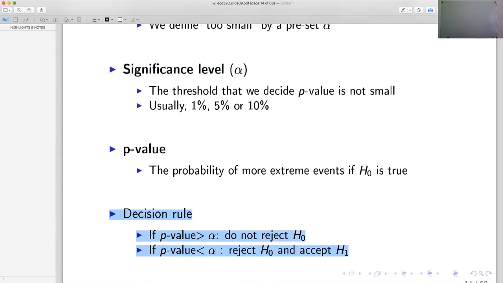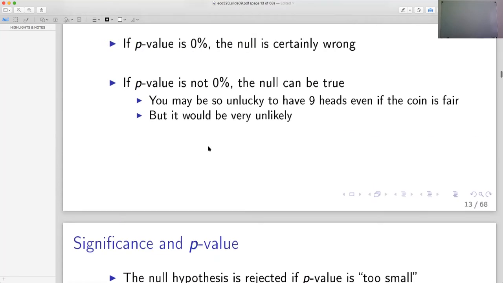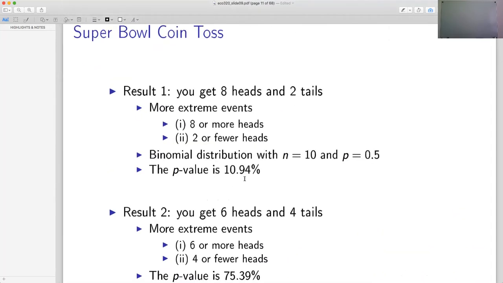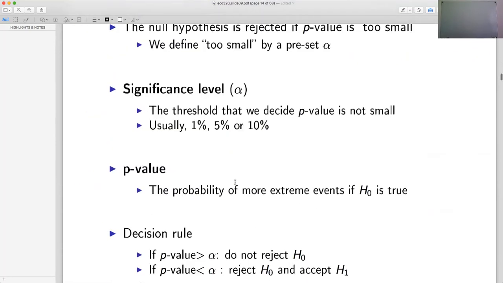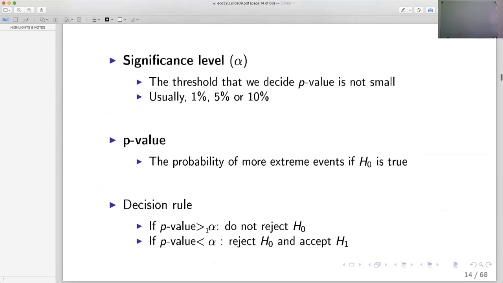This one is so important. I cannot emphasize enough. Okay, so for example, previously in this example, you get a p-value of 0.94, and you decide to choose a significance level of 10%. Since 0.94 is higher than 10%, you do not reject. Or sometimes you say you fail to reject the null hypothesis that the coin is fair. So these are the most commonly used alphas.